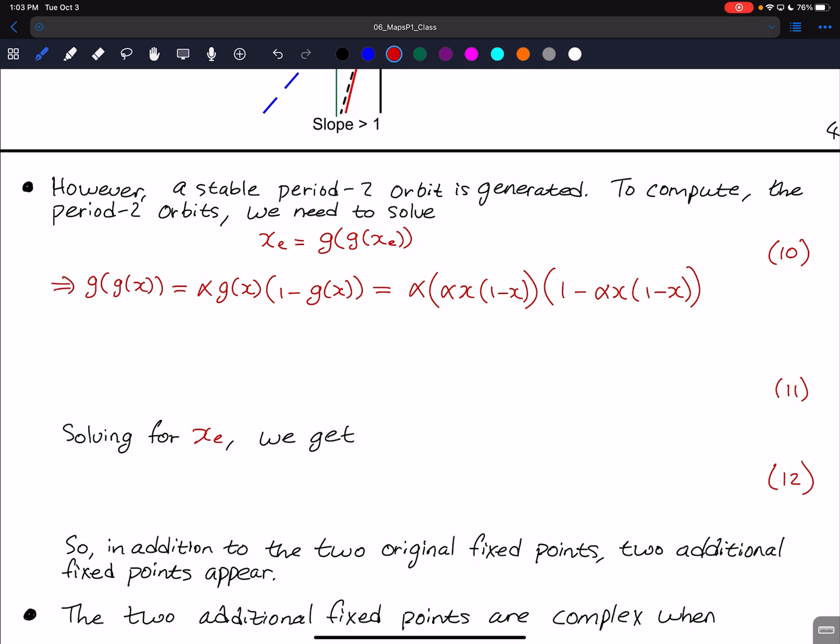All right, so you can simplify that and get g of x is equal to x times alpha squared times 1 minus x times the quantity 1 minus alpha x plus alpha x squared.